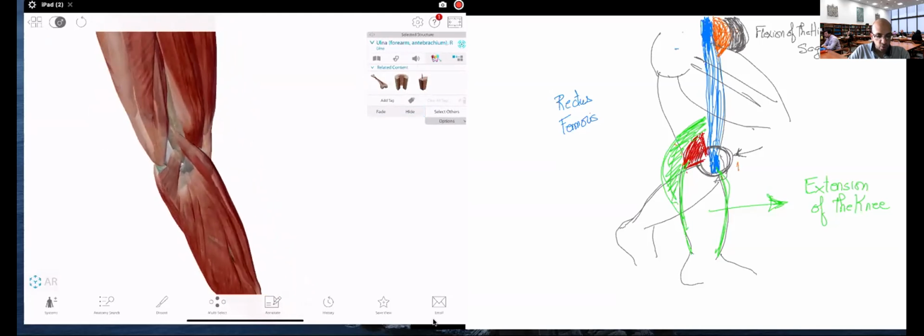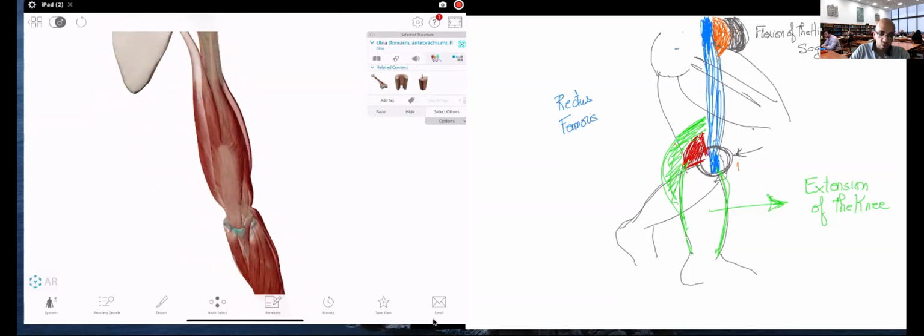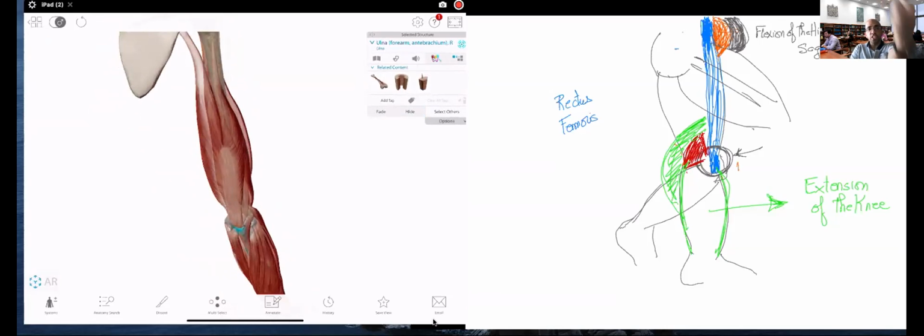Olecranon process of the ulna. So again, when I pull on the olecranon process, I pull it to move it backwards towards my origin. So what action am I performing? I would be performing extension of the forearm or extension of the elbow.